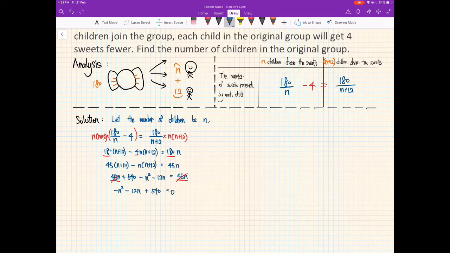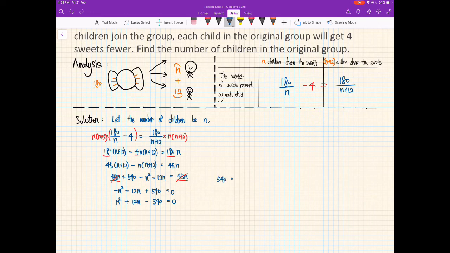We can now multiply both sides by -1 to change the sign. So we have n squared plus 12n minus 540 equals 0. This is a quadratic equation. We can solve it by using the cross method.